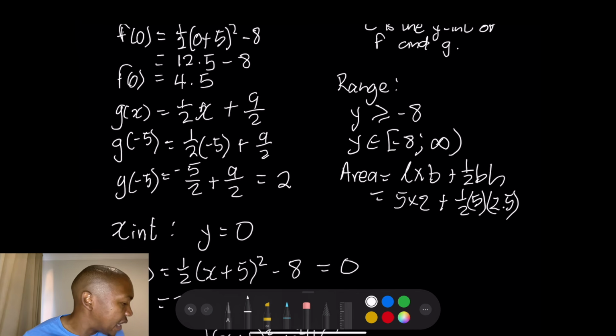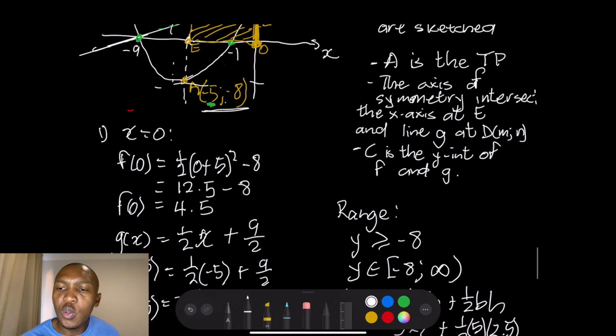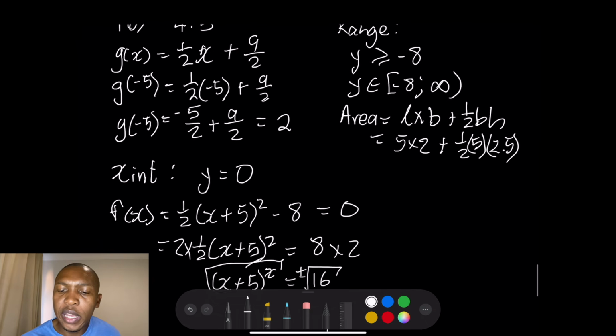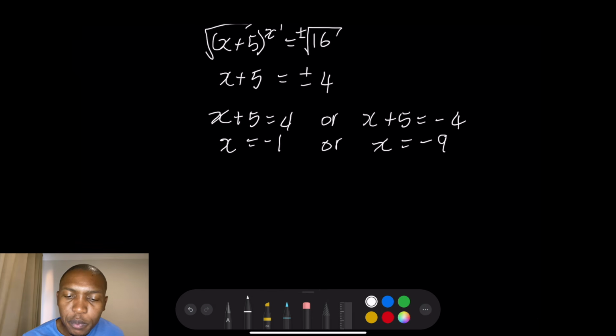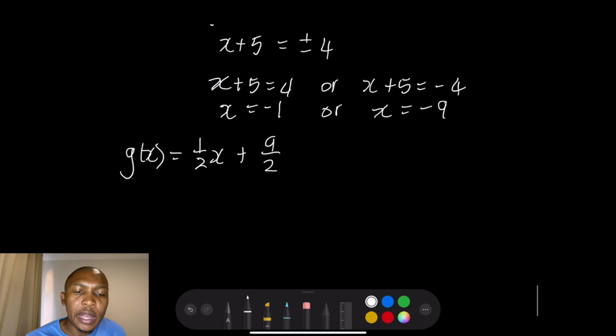All right, and then they said determine the equation of the inverse of g in the form y is equal to. So now we are looking for the inverse of the straight line, and I showed you how to calculate the inverse. By the way, please just get yourself that question paper. Try to do it on your own, and see if you get to the same answers as I do. So this is f of x. y is equal to half x plus 9 over 2.